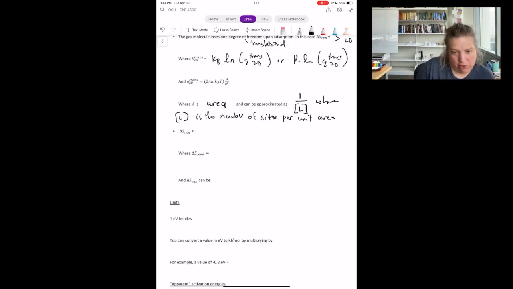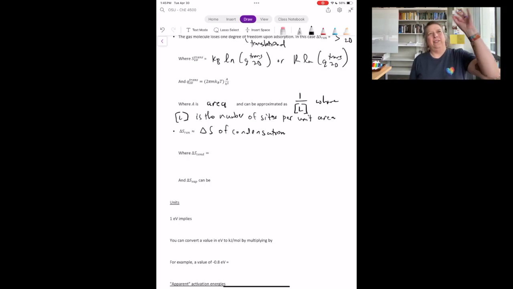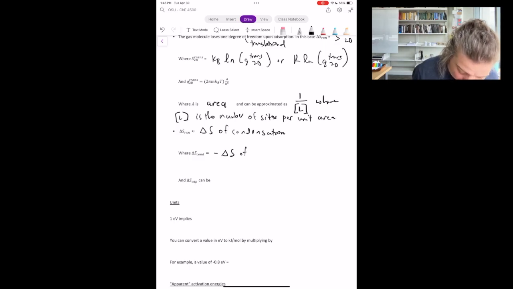Another model is to assume that the change in entropy due to reaction, which in this case is adsorption, is approximately equal to the change in entropy due to condensation. And this makes sense because if I have a gas molecule that goes to a surface, essentially it's interacting with that surface. It's adhering to the surface, and that's somewhat similar to what happens when a gas molecule condenses into the liquid state. It starts interacting with other molecules. So the entropy of condensation is going to be equal to negative the entropy of vaporization. And entropy of vaporization for many species can be looked up.